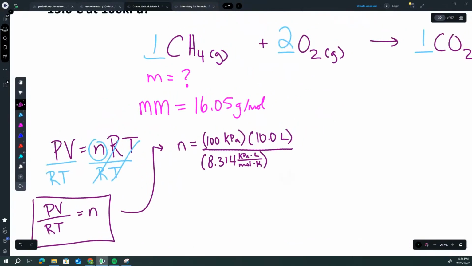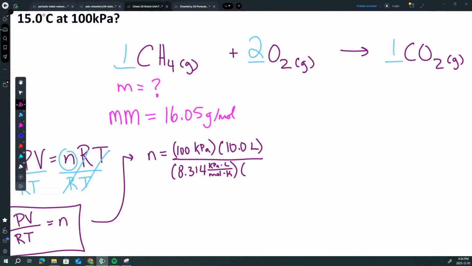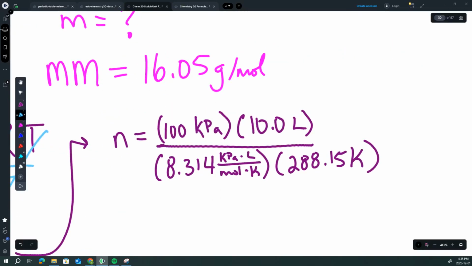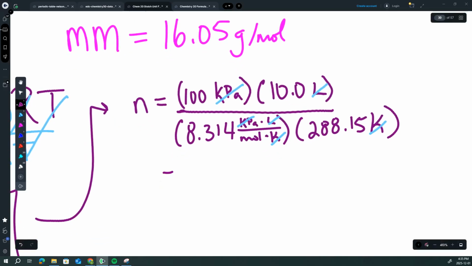Okay, and then temperature, that was at 288.15. All right, so how the units are going to cancel out: kilopascals on the top and the bottom, so they cancel out. Same with liters, and Kelvin are going to cancel out as well. So let's put this into our calculators.